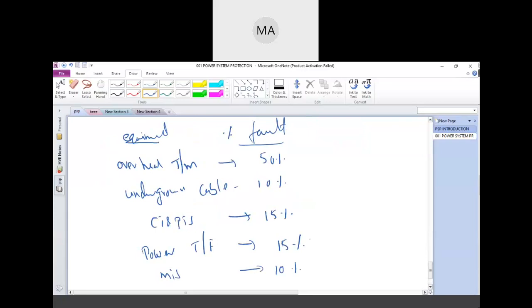So these are the probabilities of fault occurrence in the power system.